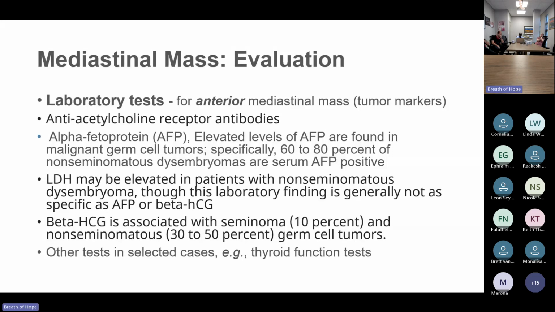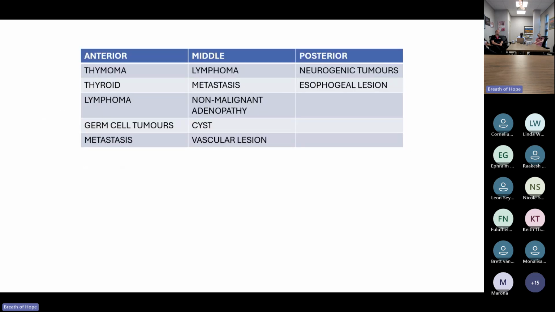Beta-hCG is not only indicated for females; there's a role of beta-hCG in males. In females, it's more for pregnancy. In males, it's a marker for cancer: in seminomas, 10%, and in non-seminomatous germ cell tumors, 30 to 50%. Other tests in selected cases will be a thyroid function test and, of course, thyroid ultrasound.